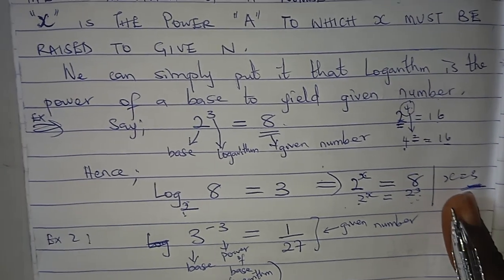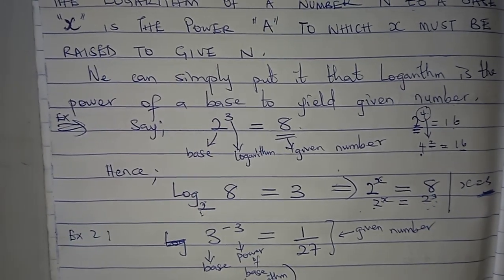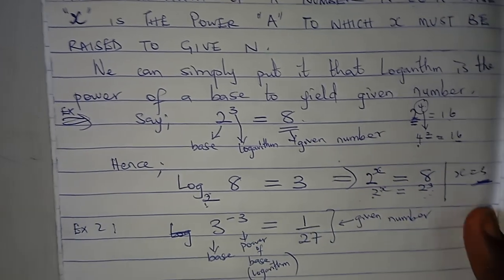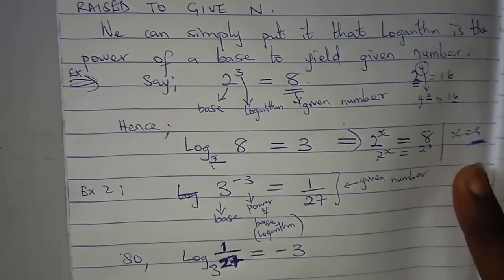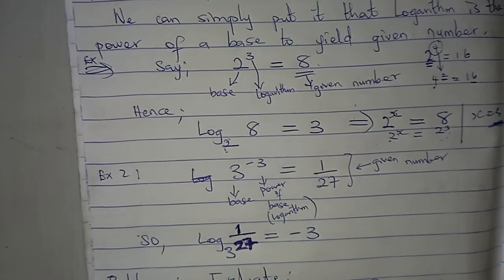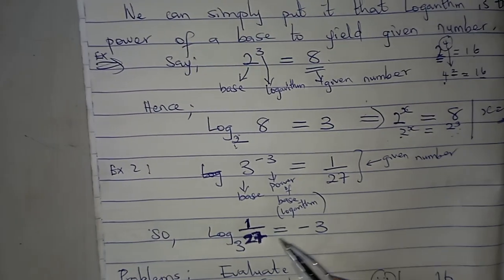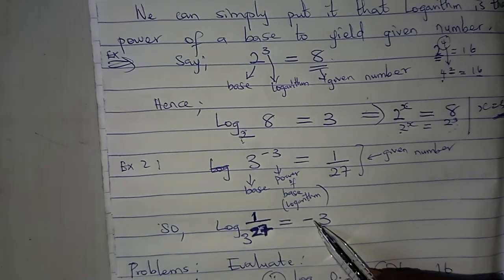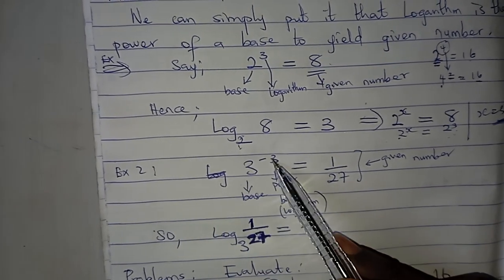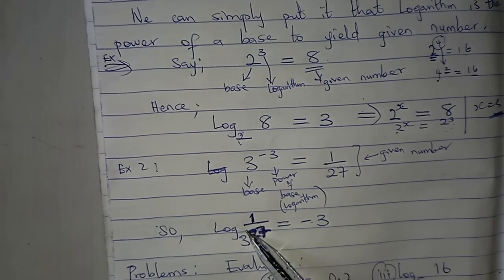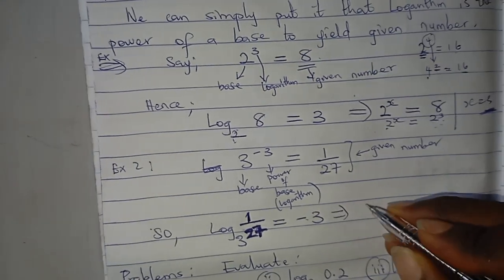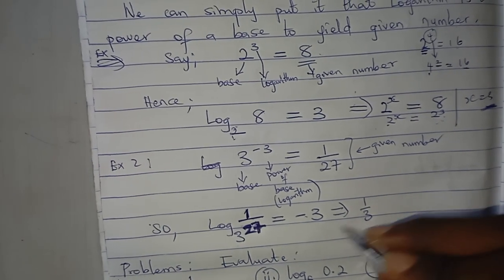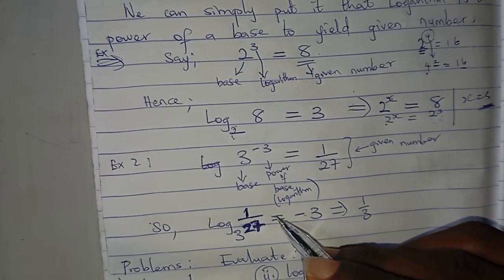So the power of a base, that thing you need to add to the base to get whatever you are given, is what we call logarithm. So down here it says log 1 over 27 to base 3 is equal to minus 3. And you know that 3 raised to power minus 3 is 1 over 27. Yes, 1 over 27. Let me bring it out.